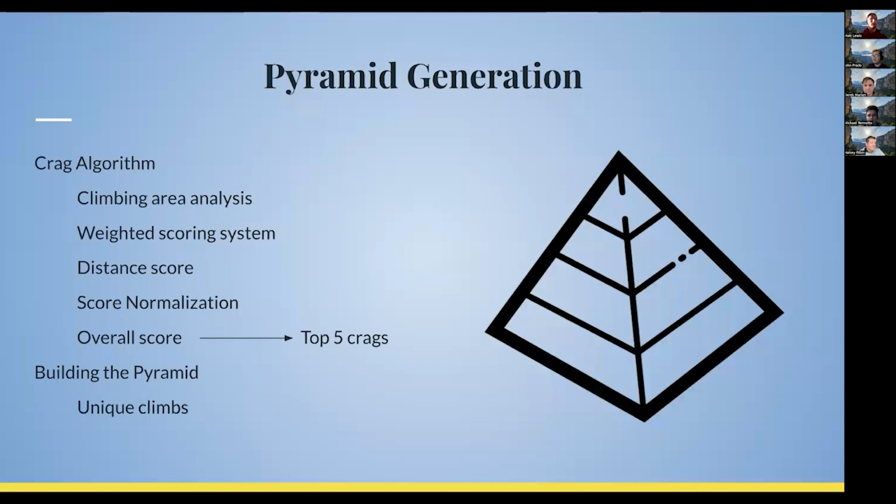an algorithm to help sort the climbing areas based on how many climbs were within my grade level, within my difficulty. I then assign weights to the grades that were within my grade range and use that to create a CRAG score. I utilized the distance as well of all these climbs and created a score for that. I then normalized both of those scores and combined them to create an overall score. And using that, we could return the top 5 crags in our area.